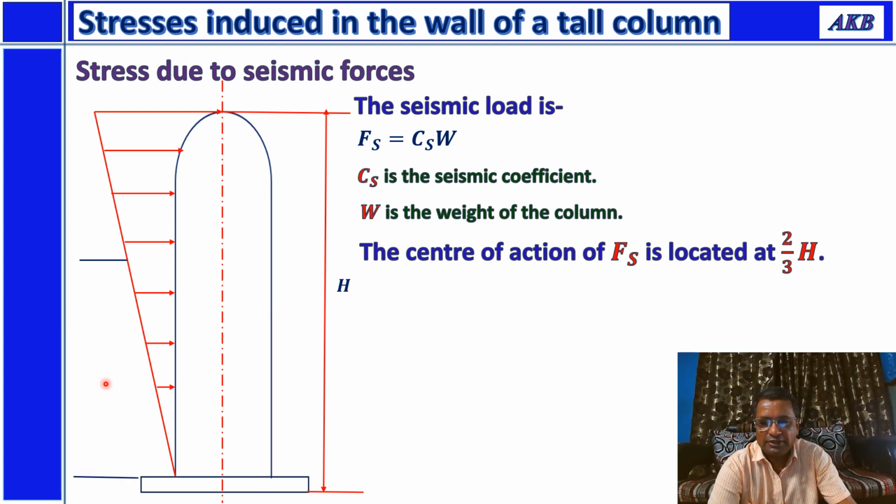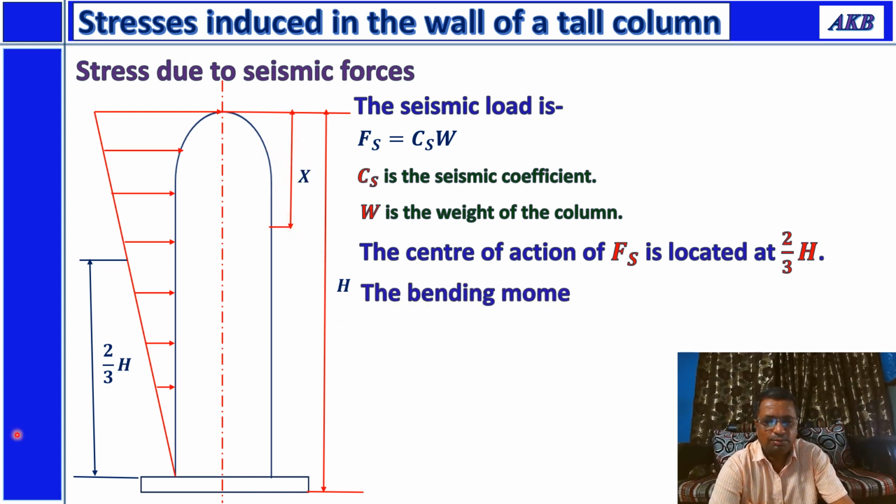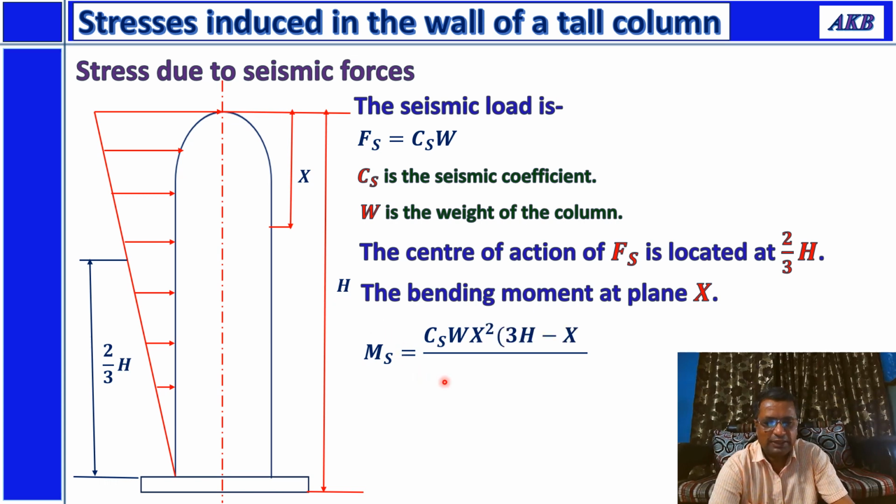That means the center of action of this load given by this equation will be located at a distance of 2 by 3 times the height of the column. Again, if you consider a distance of x from the top, then under the influence of Fs, seismic load, bending moment will be produced at the plane at a distance of x from the top, and this will be given by this equation. Ms is equal to Cs into W into x squared into 3h minus x upon 3h squared, where h is the height of the column.